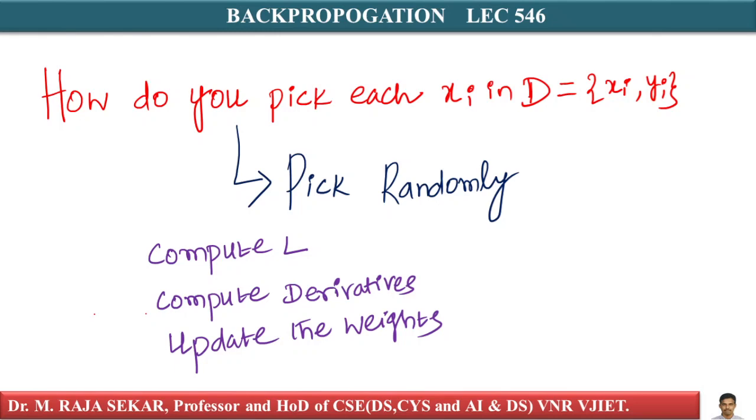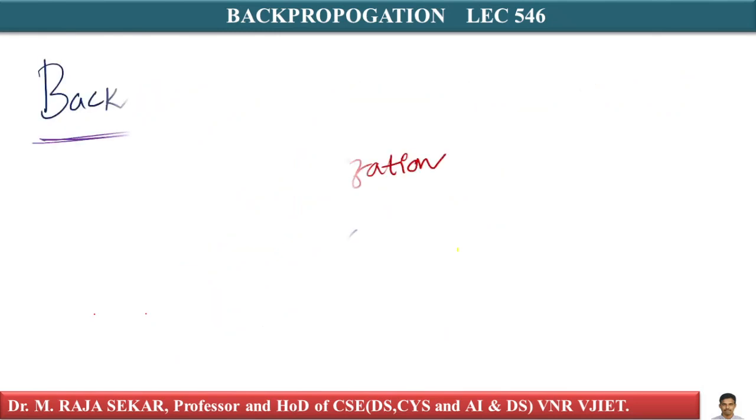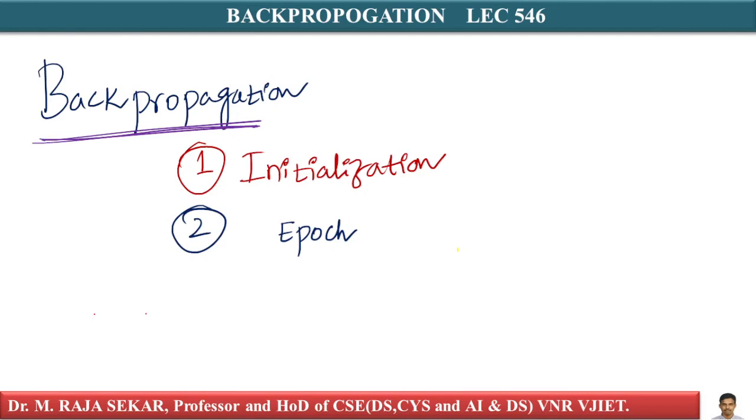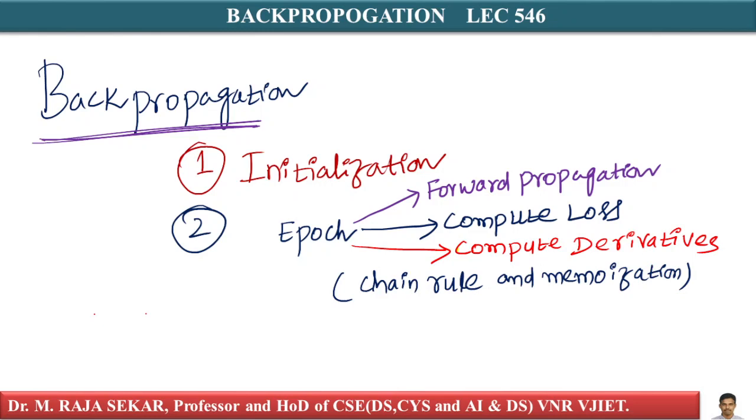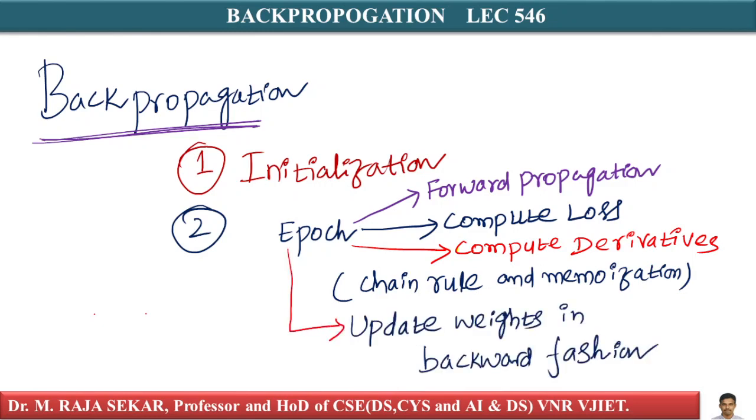So intuitively, what is backpropagation? First you do initialization, second, epochs. In each epoch, you do forward propagation, compute loss, compute derivatives with chain rule and memoization, and update weights in backpropagation fashion. We repeat step 2 till convergence. That's what backpropagation is all about.